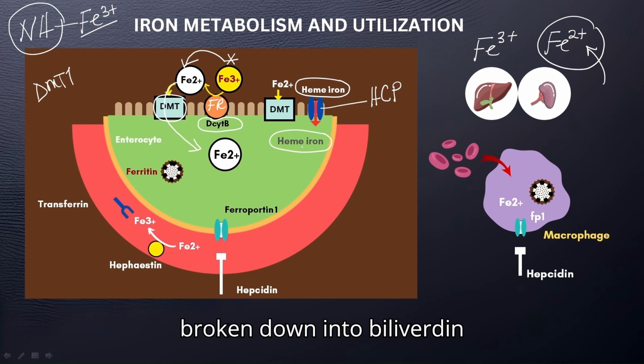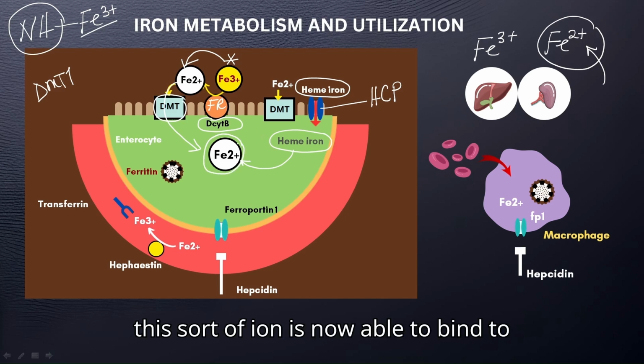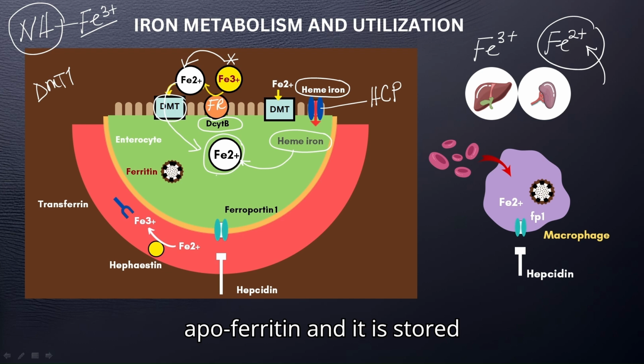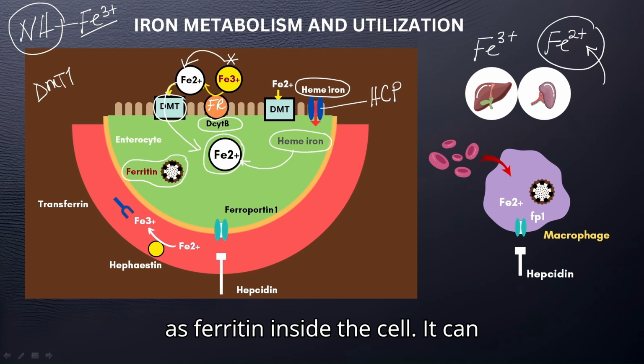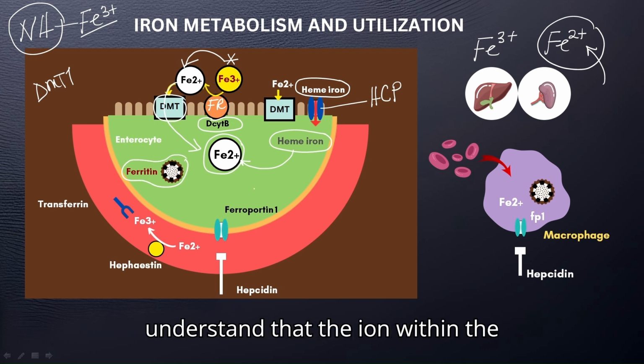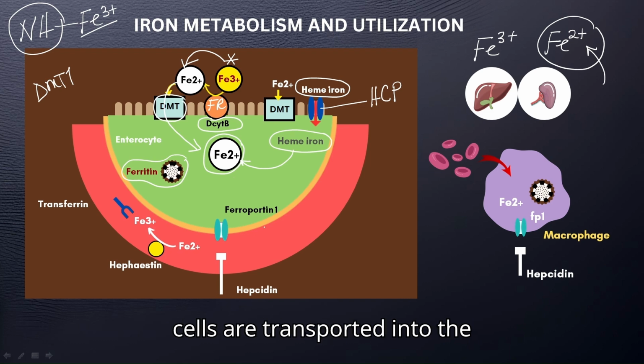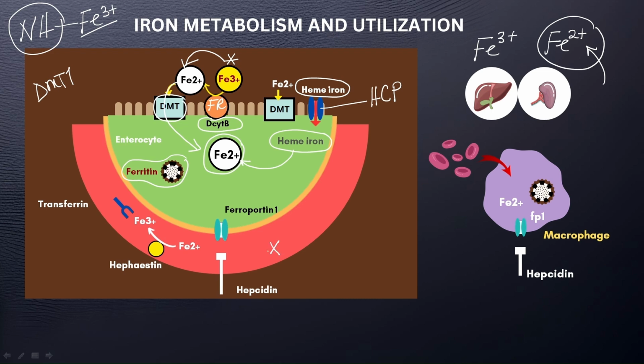It is then broken down into biliverdin and it is able to release the ferrous iron. So we have ferrous iron inside the cell. This sort of iron is now able to bind to apoferritin and it is stored as ferritin inside the cell. It can also be mobilized. It's important to understand that the iron within the cells is transported into the bloodstream, which is here, via these channels called ferroportin 1.